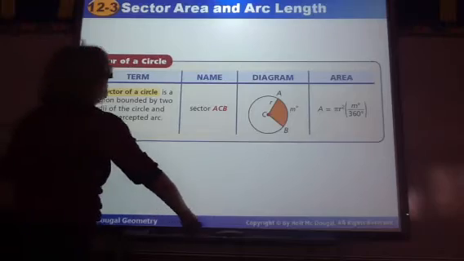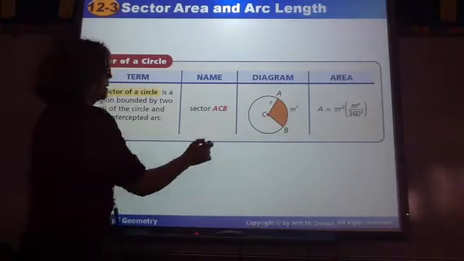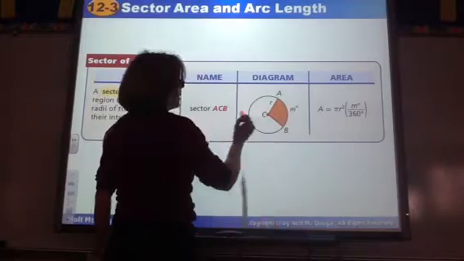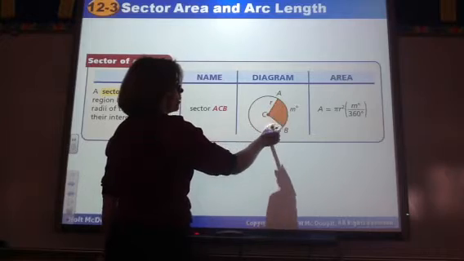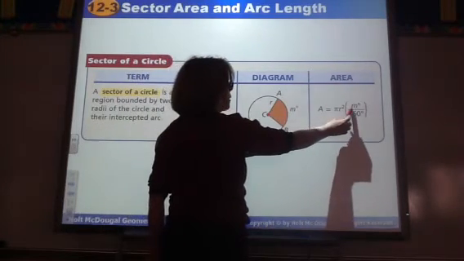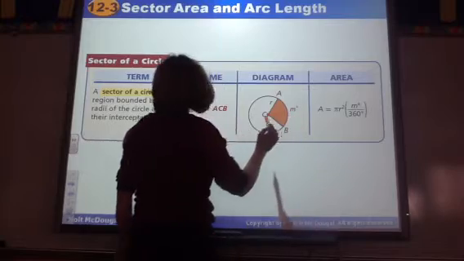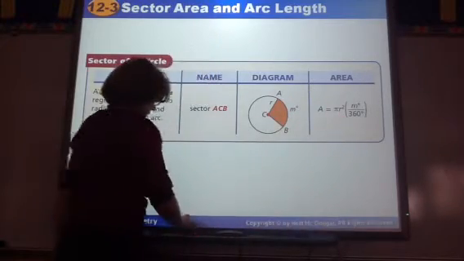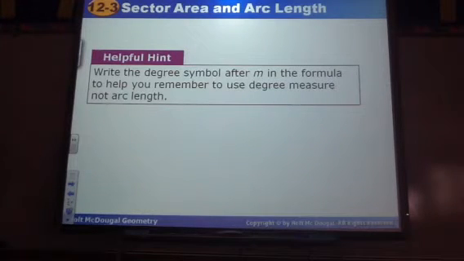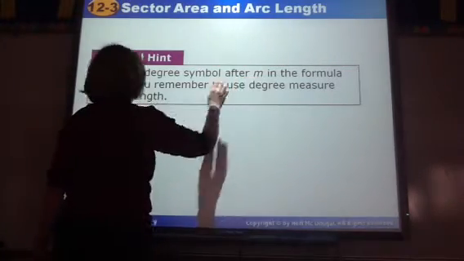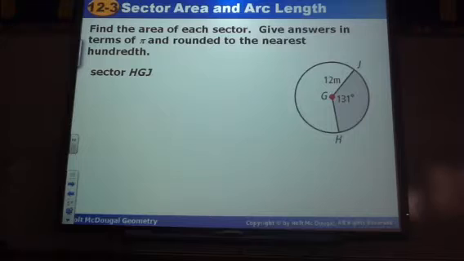Okay, so what we have here is a sector of the circle right here. So you take the area of the circle and multiply it by the degree of the arc divided by 360. Remember to write the degree symbol with the m in the formula to help you remember to use degree measure, not arc length. Okay? And that's your arc degrees, or your central angle degree.